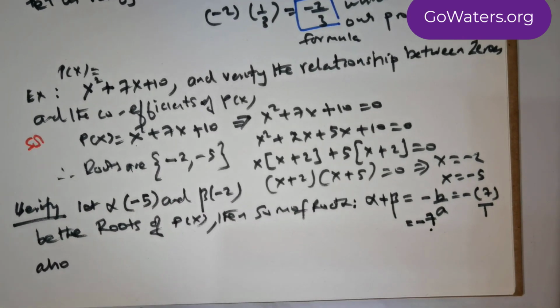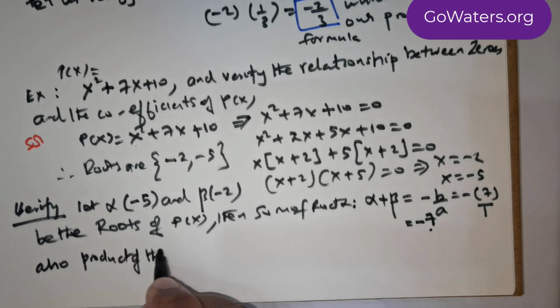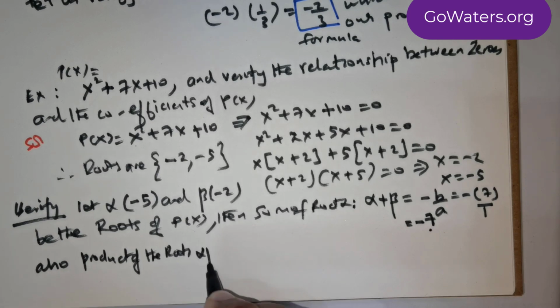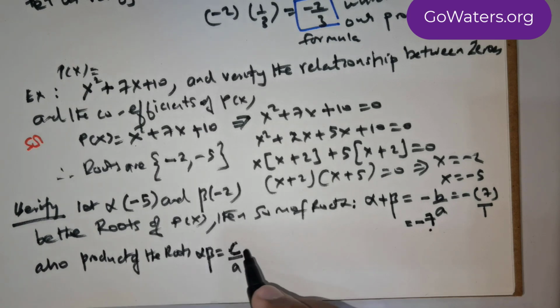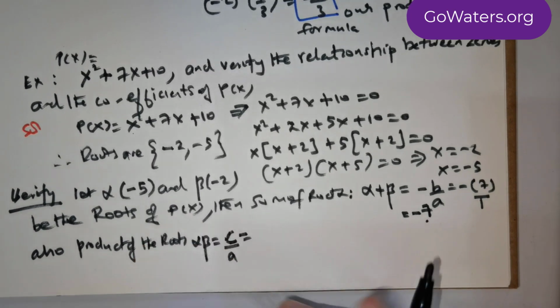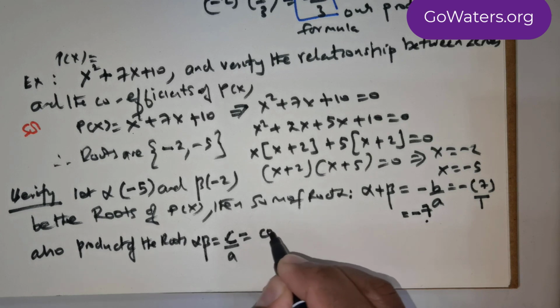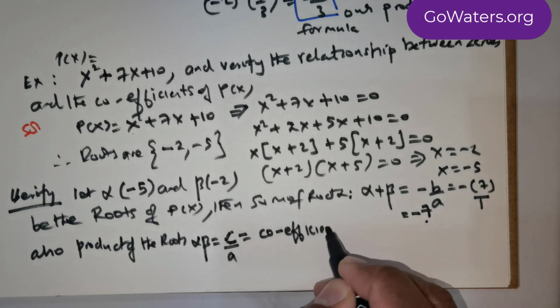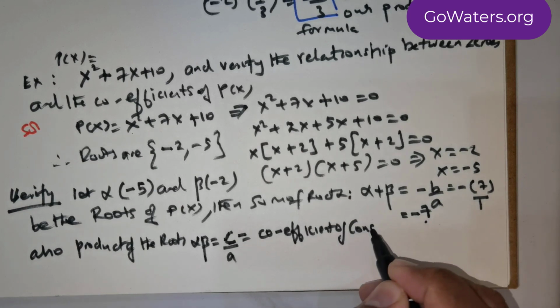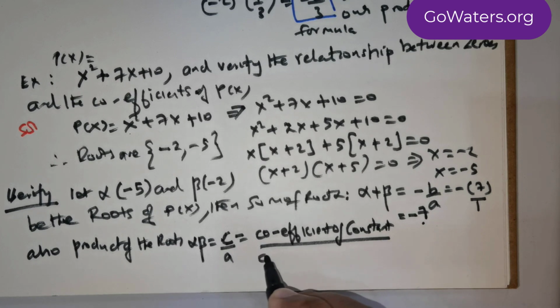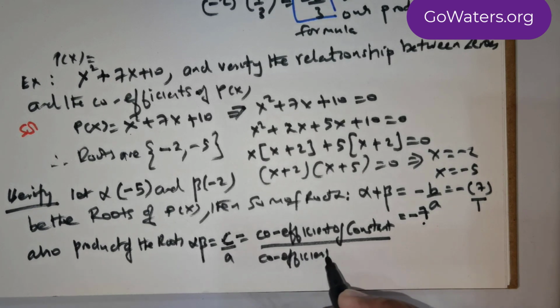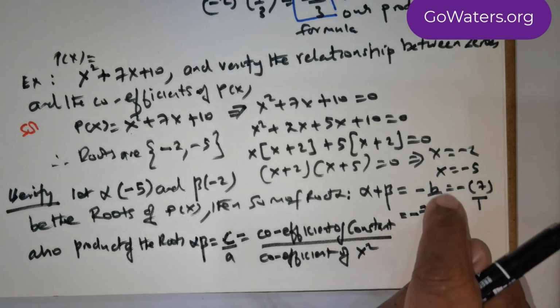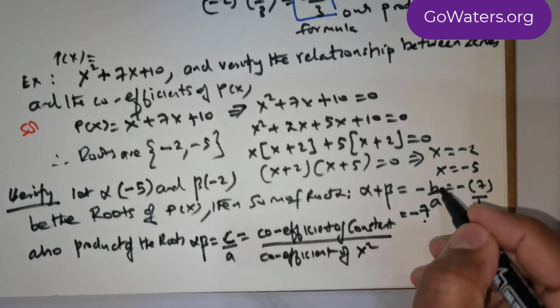Now also the product of the roots, alpha times beta is equal to c over a. Now what you can do, if in case you want, you can write that over here. What is c? C is nothing but the coefficient of constant divided by coefficient of x squared term. So similarly you can write that down here. You can write it over here.